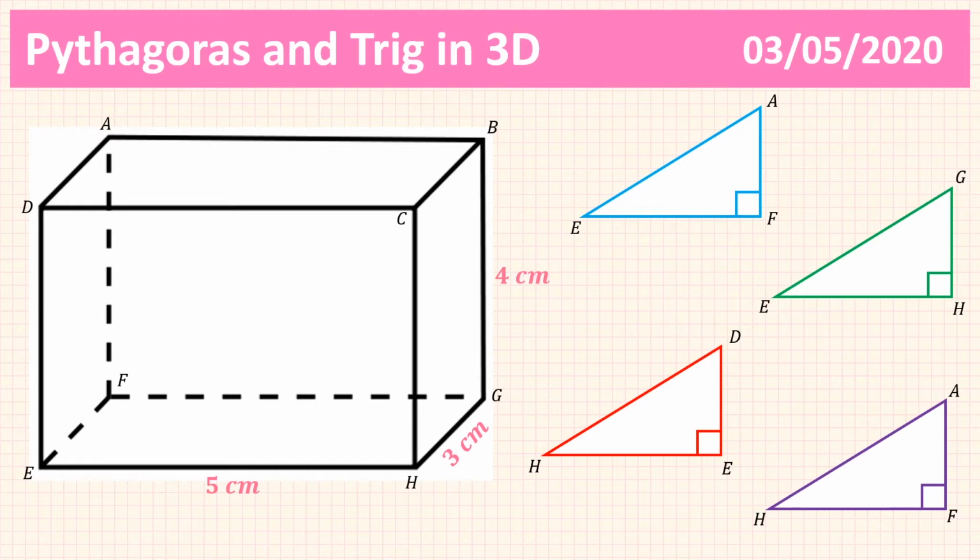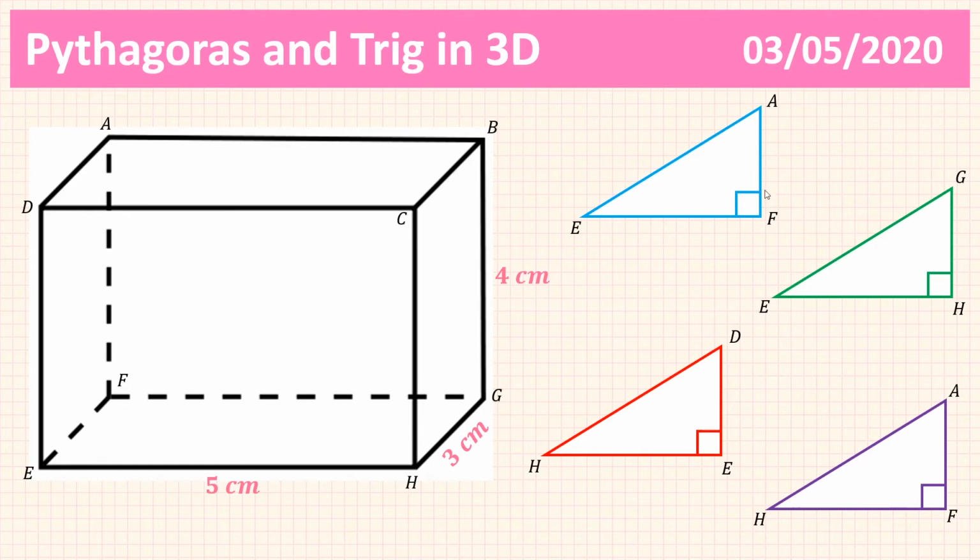Now, the key thing when trying to do Pythagoras and trigonometry in 3D, and where most students go wrong, is trying to identify where the triangles are. So here's what I'd like you to do. I've given you 4 different triangles up here, and all I want you to do is try and figure out where these triangles are on this cuboid. So where are these triangles? Where would they be on this cuboid? And I'll do the first one for you.